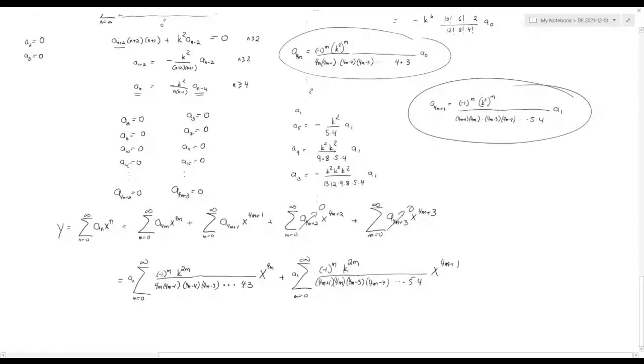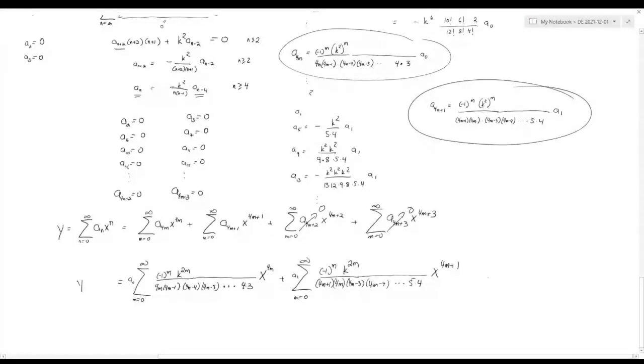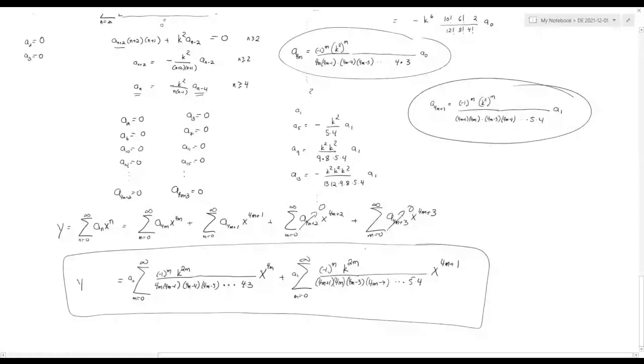So there you go. Now, you can find a closed form for these, but you can at least use so many terms here to approximate it.